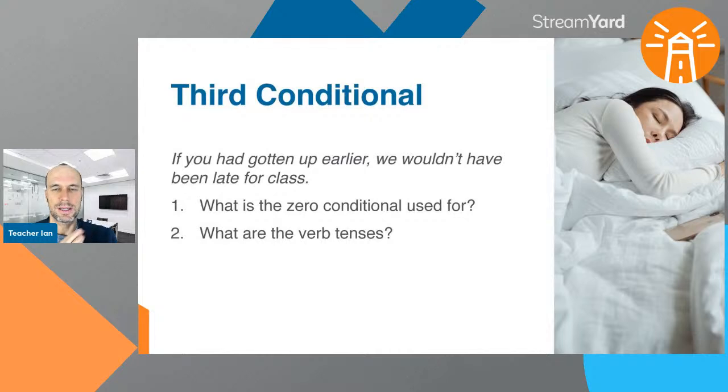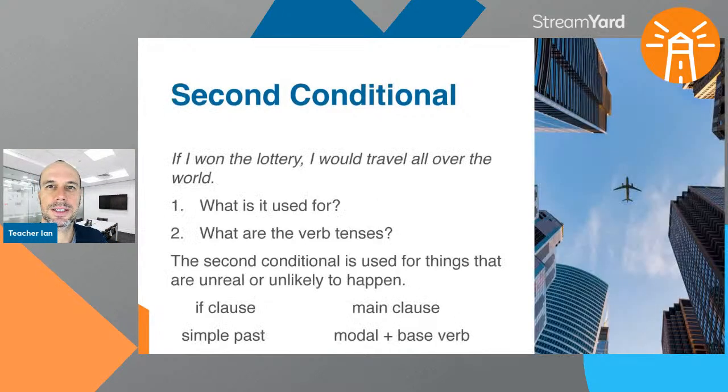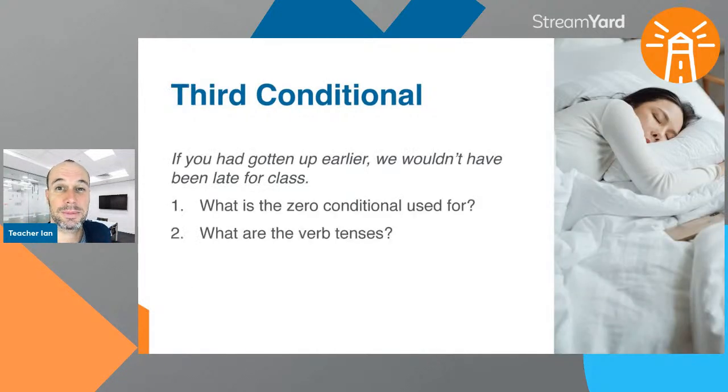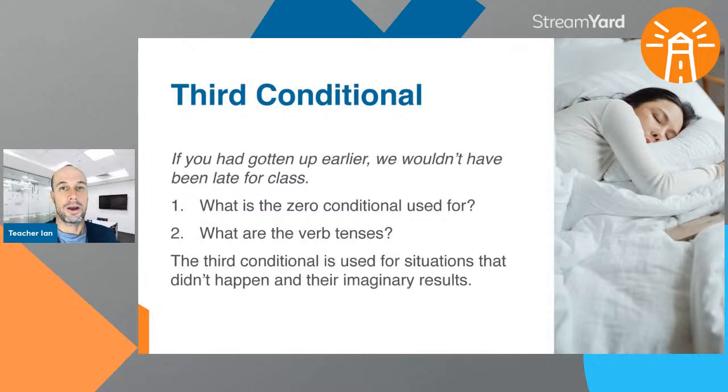Oh, sorry. Did we talk about the verb tenses in the last one? Let's just skip back a sec. So I know you probably know this, but with the second conditional, it's past tense. So if I won the lottery, modal and base verb. Yeah, I think we did talk about that. Sorry, I'm losing it. All right.